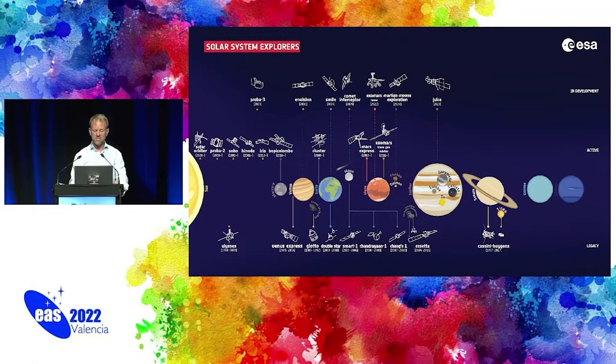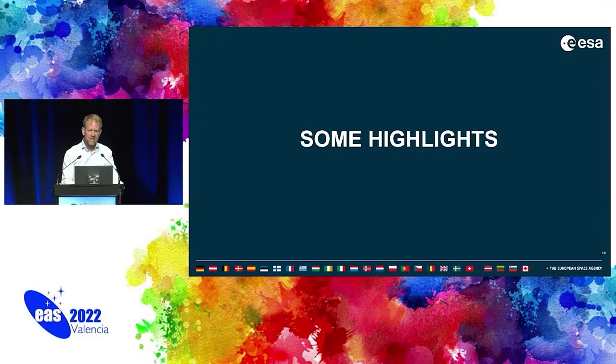So that's our program. We have typically at a given time a dozen or so missions that we are preparing and about a dozen that we're operating, and then they keep accumulating in the archive, which is filling, and we have close to 30 missions now in the archive. So some highlights of last year, what we have achieved, what we have accomplished, or things I want to draw your attention to.